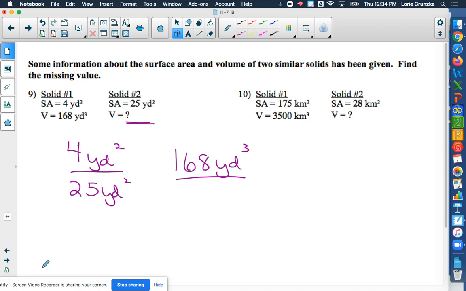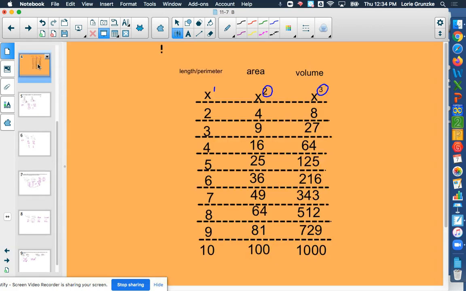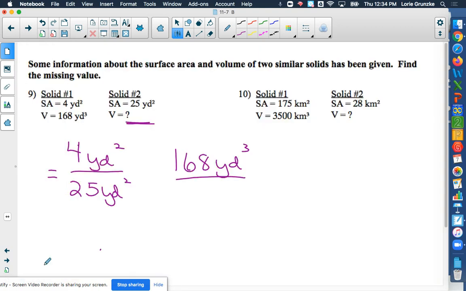You cannot go from squared to cubed. You have to go back to scale factor, and you don't have a scale factor, so you have to work backwards. Again, you could use the table. I have a 4, we're in the middle column, so you have to go left. The square root of 4 is 2. So the 4 becomes a 2.